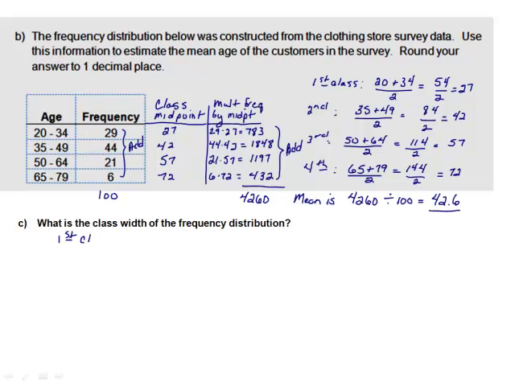Now another question for the class width. Remember, to get the class width, you look at 2 consecutive lower limits or 2 consecutive upper limits. So for example, we could look at the first 2 classes. We have 20 as a lower limit in one and 35 as the lower limit of the next one. The difference between those two is 15. So our class width is 15.